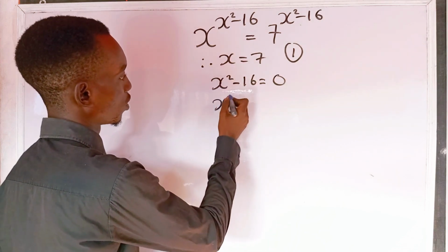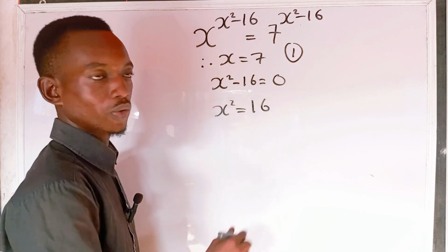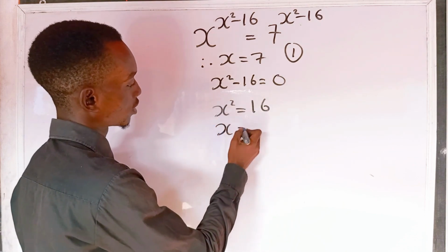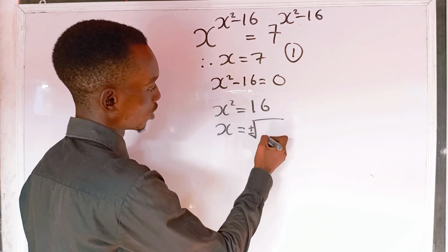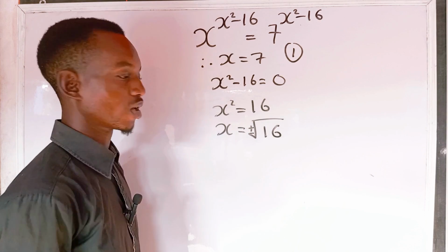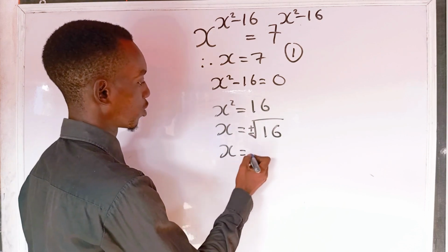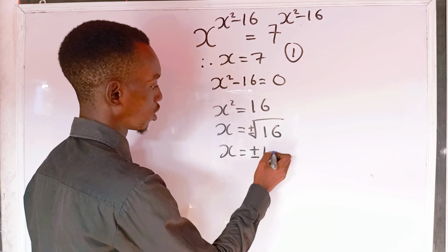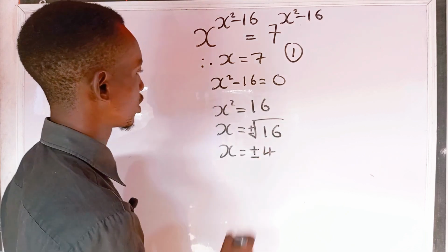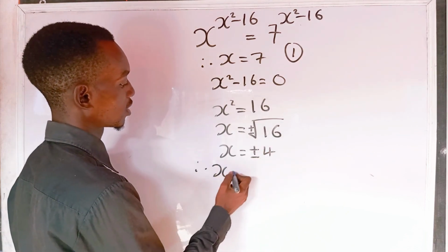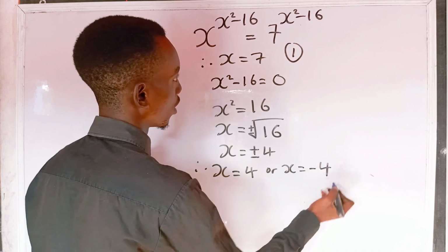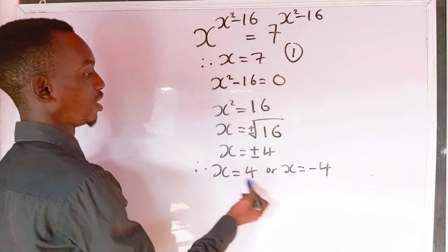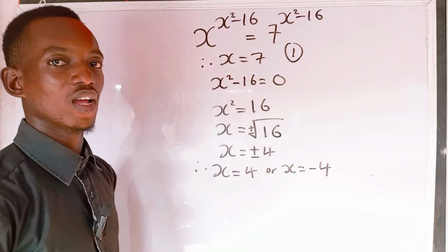Now we have x squared equals what? 16. So when we take the square root, we're going to have x equals square root, plus or minus what? 16. Okay, so that means x is equal to plus or minus what? 4. So that means the other two solutions are x equals 4 or x equals negative what? 4. So these are the three solutions to this equation.